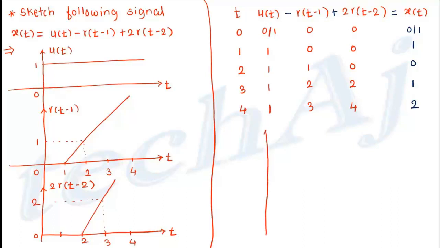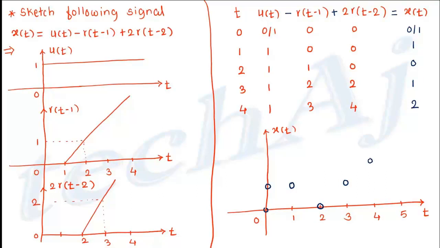Let's plot x of t for the sample values of t. At t equal to 0, the amplitude is changing from 0 to 1. At t equal to 1, the amplitude is 1. At t equal to 2, the amplitude is 0. At 3, it is 1. At 4, it is 2. And it will linearly keep on increasing. So if you connect all these points, we'll get the final signal x of t.